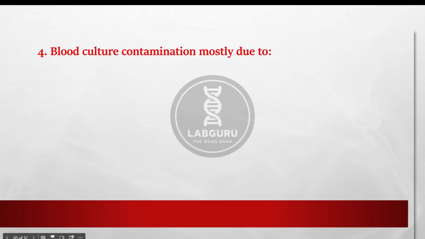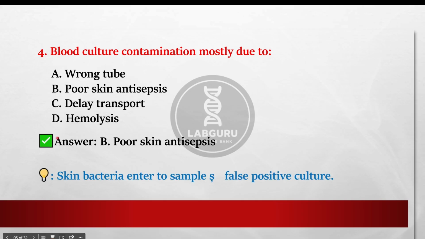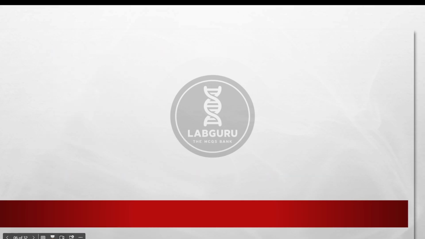Question number 4. Blood culture contamination is mostly due to: option A is the wrong tube, option B poor skin antisepsis, option C delayed transport, and option D is hemolysis. So the right answer is poor skin antisepsis. Before proceeding toward blood collection, if our skin is not disinfected properly, it can cause blood culture contamination. Skin bacteria enter into the sample and a false positive culture may result.